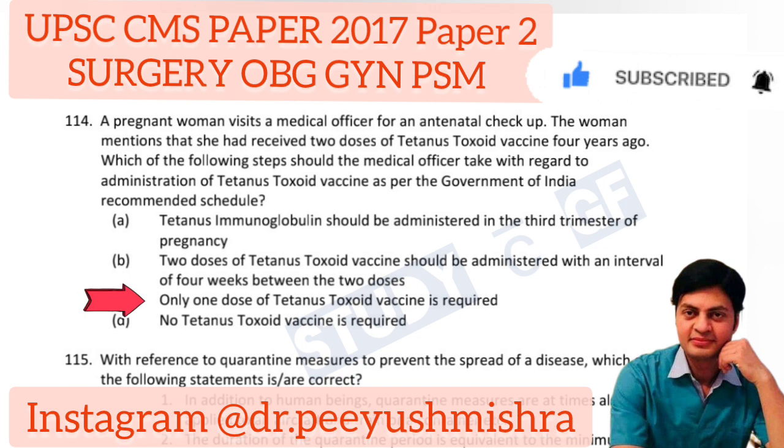A pregnant woman visits a medical officer for an antenatal checkup. Woman mentions that she had received 2 doses of tetanus toxoid vaccine 4 years ago. Which of the following steps should the medical officer take with regard to administration of tetanus toxoid vaccine as per the Government of India recommended schedule? Only 1 dose of tetanus toxoid vaccine is required.